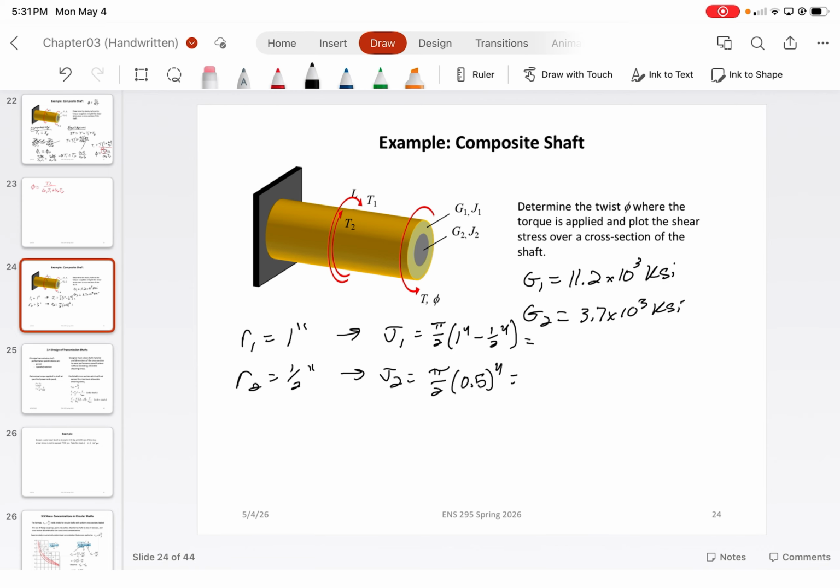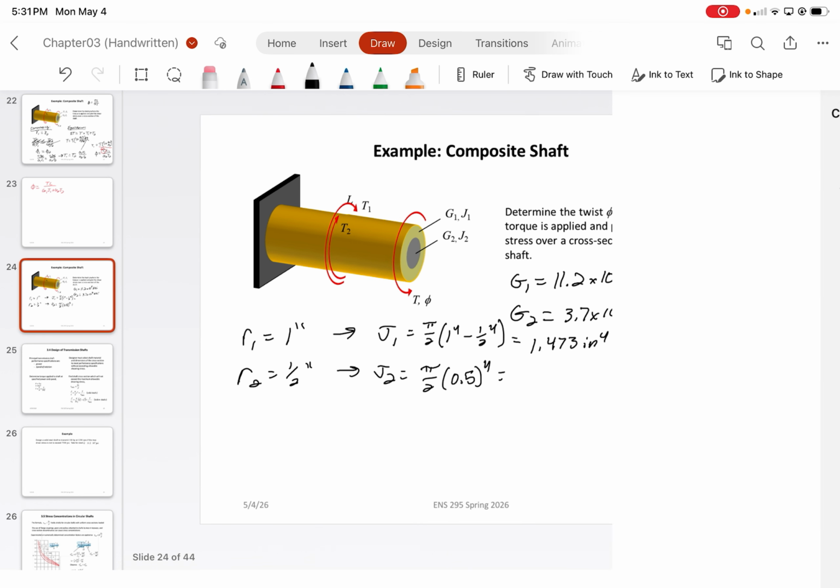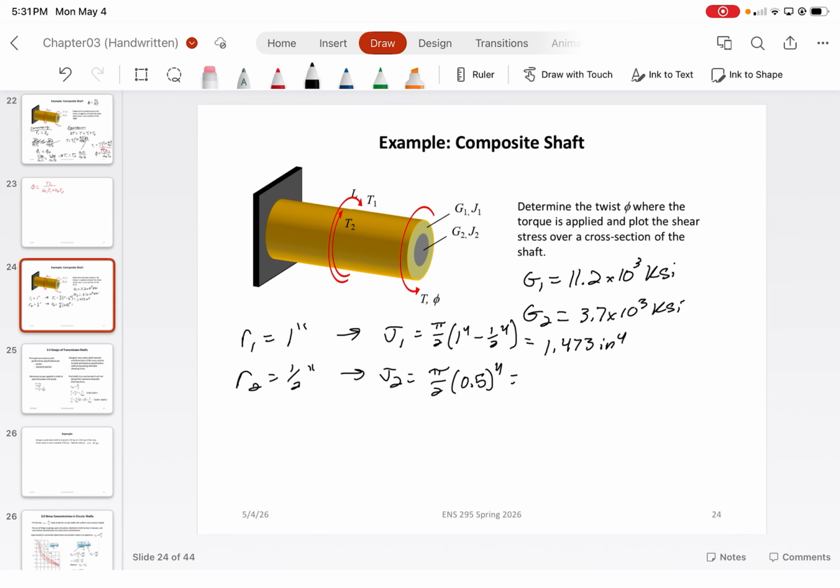Pi over 2 times 1 to the 4th. This would give us 1.473 inches to the 4th for J1. And then 0.0982 inches to the 4th for J2.